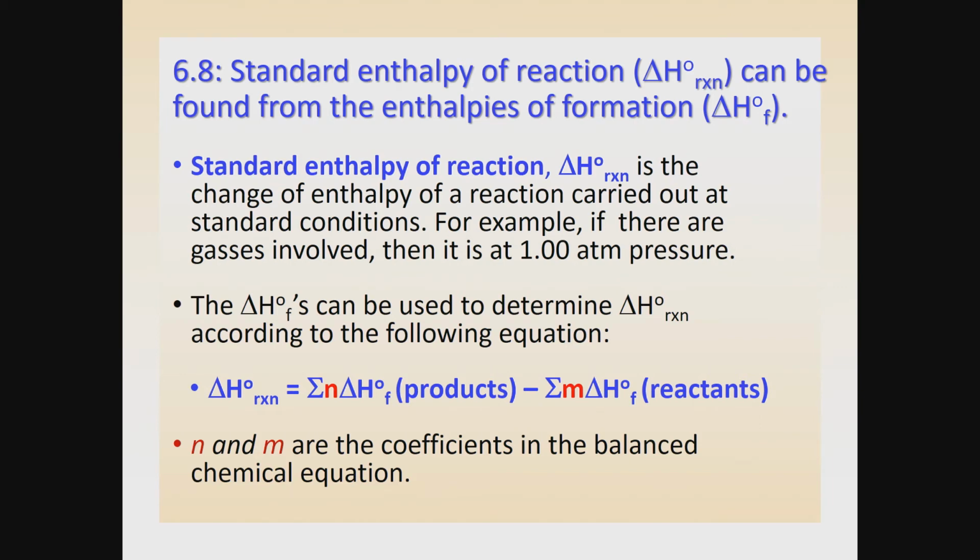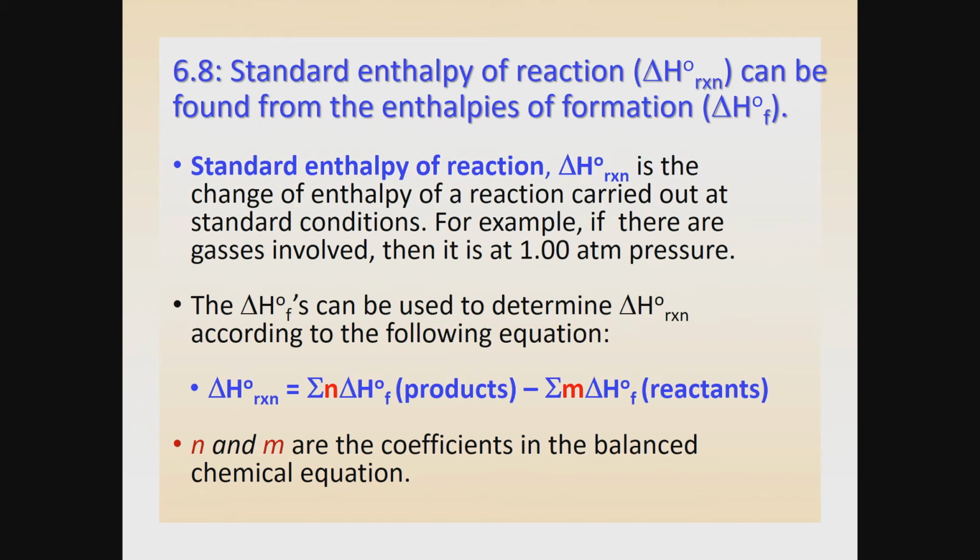And so what you would have to do is that the enthalpy change of formation can be used to find the enthalpy change for the reaction according to the following equation. If you want to find the enthalpy change for the reaction, you add up all the standard enthalpy changes of formation for the products, after you multiply them by their coefficients. So you'll get a number for that.